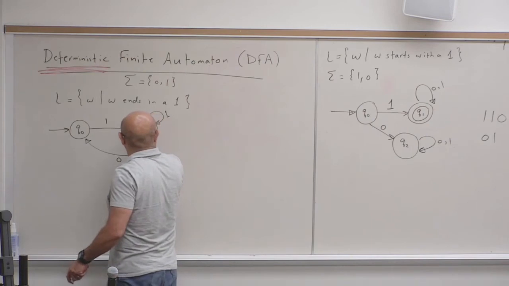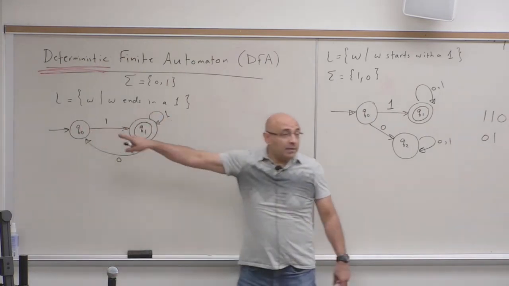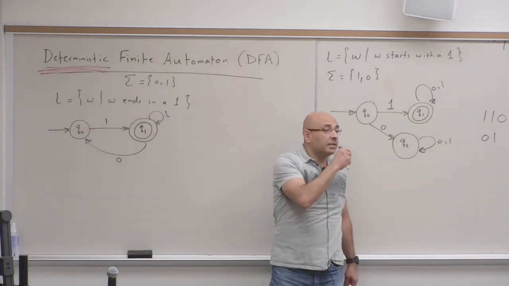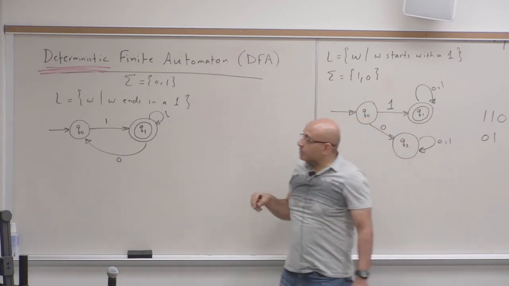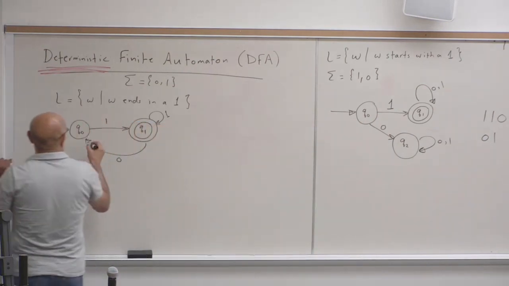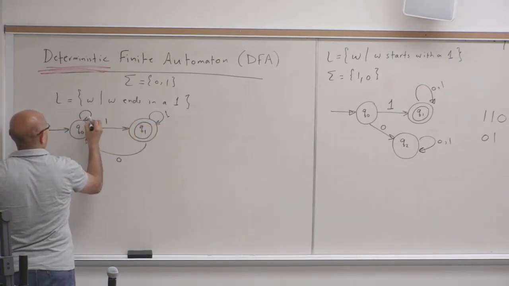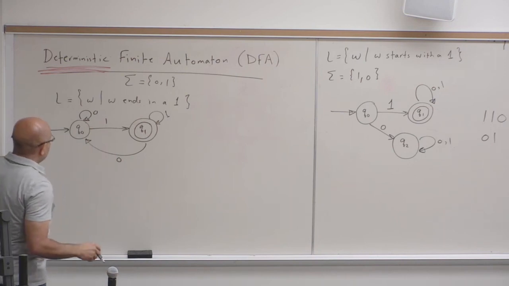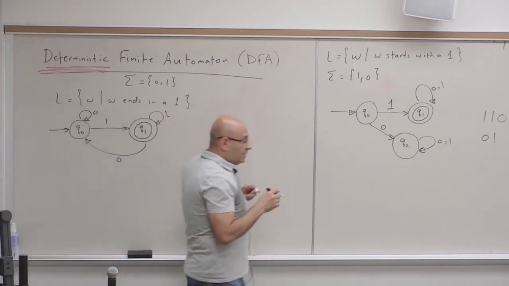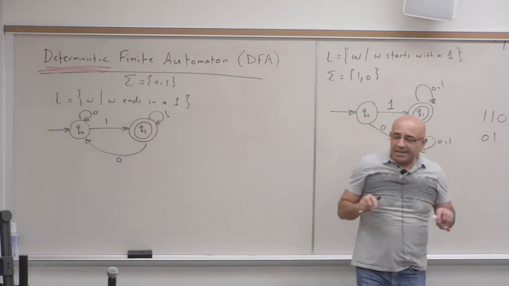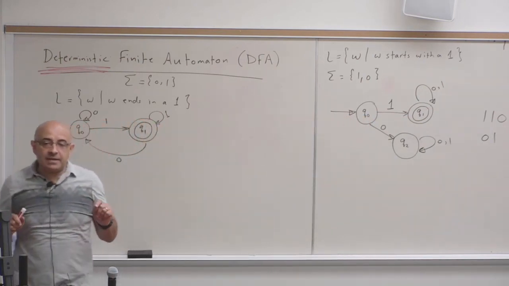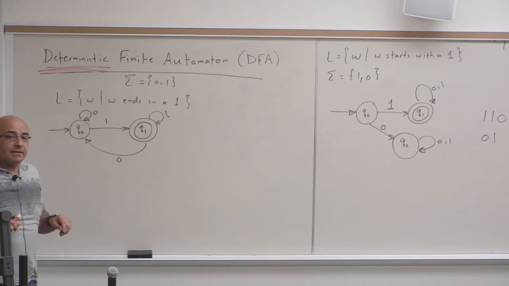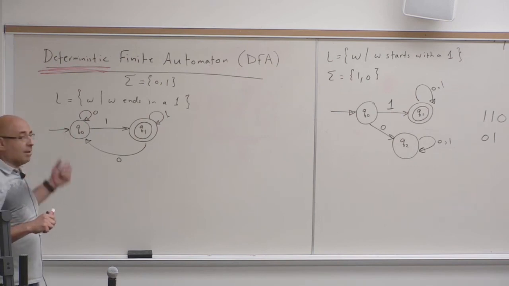Okay, so the first one's a 0 and there's nothing. Why looping? Yeah, go ahead. Because you don't want it to go to the accept state because it's ending with a 0. Right. Yeah. So 0 is non-accept. So we're waiting for a 1. Normally, when we write DFAs, it doesn't have to use the minimum number of states. But this is so simple that it can be easily done using the minimum number of states.